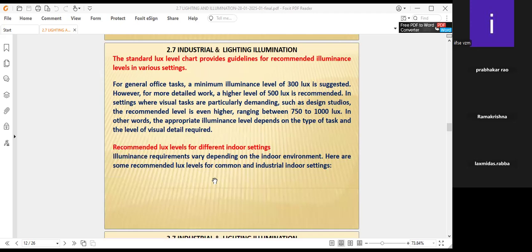Only adequate or recommended, like this the expert will tell. Recommended lux levels are for different indoor settings. Illuminance requirements vary depending on the indoor environment. Here are some recommended lux levels for common and industrial indoor settings.